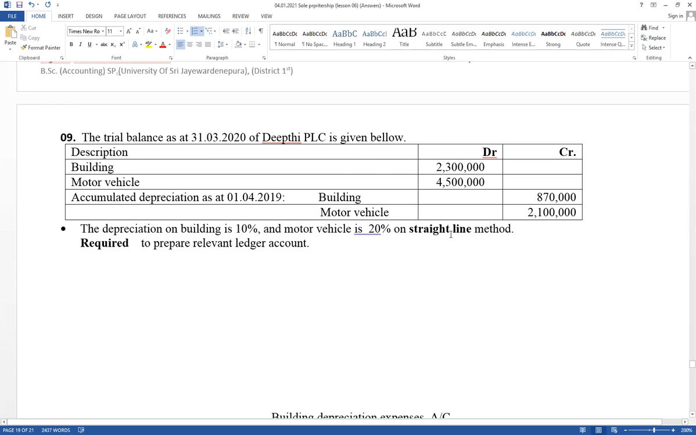Calculate depreciation on the straight line basis. Percentage has been given. Therefore, if a percentage is given, cost value into percentage. Now accumulated depreciation cannot be deducted. Straight line basis, not reducing balance method. First, calculate depreciation. Depreciation equals cost into depreciation rate. Try to recognize the difference between the reducing balance method and straight line basis. Then calculate depreciation for building and motor vehicle.